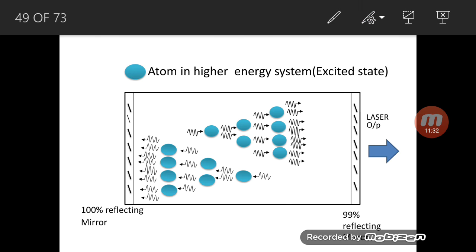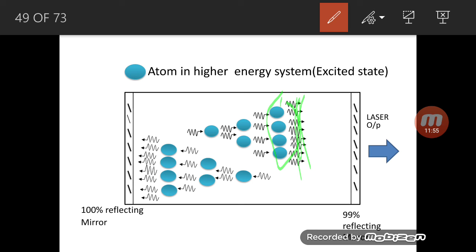These are the excited state atoms. This gives you the photons. Clear? Now, without these atoms, you cannot have the photons. Clear? Without the excited atoms. So these are obtained from some medium. So that medium we call an active medium.